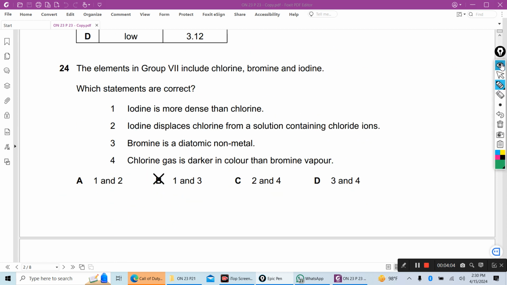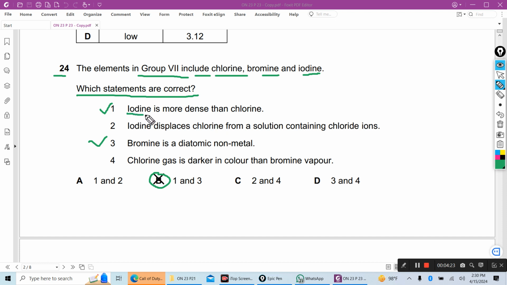24. The elements in group 7 include chlorine, bromine and iodine. Group 7 elements. Which statements are correct? B is the right answer. I mean 1 and 3 is the right answer.